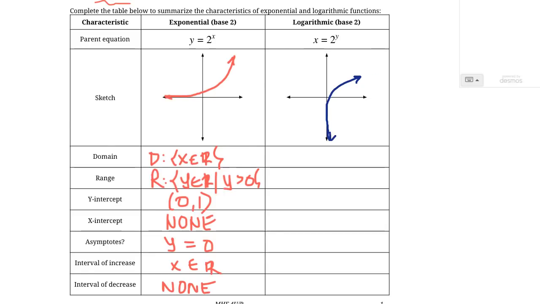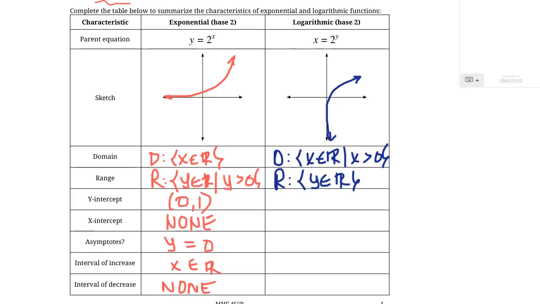So for the domain, it looks like it's asymptotic to 0, so the domain has to be greater than 0. So x is an element of real numbers such that x is greater than 0. That makes sense, right? The range goes down to negative infinity here and just keeps going up to positive infinity. So the range would be y is an element of real numbers. This also makes sense because remember, inverses have opposite ranges and domains. The domain of the inverse and the range of the function are the same, and the same goes for the domain of the function and the range of the inverse.